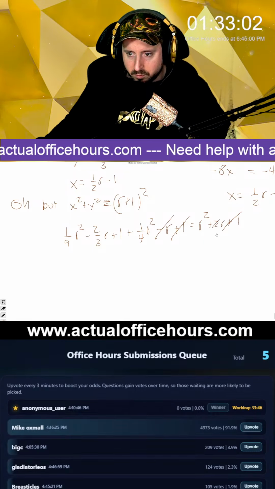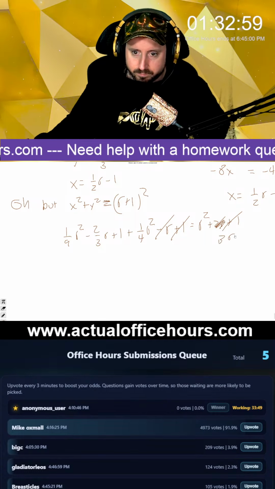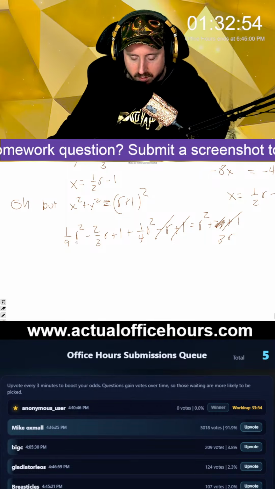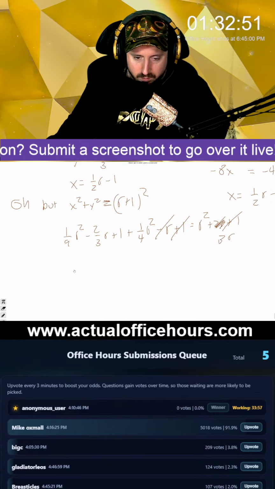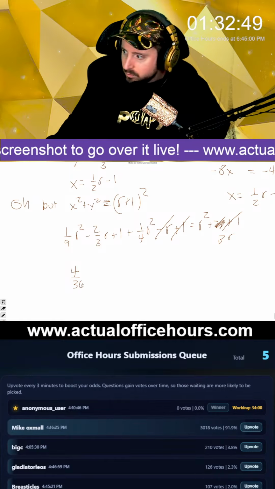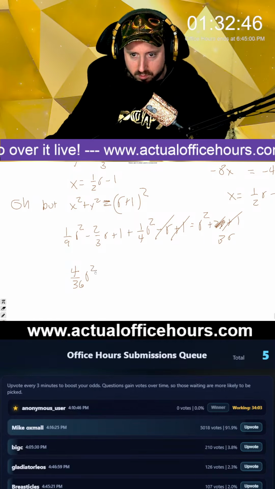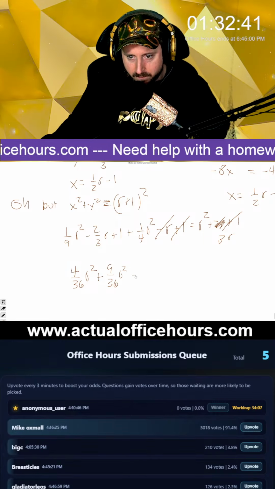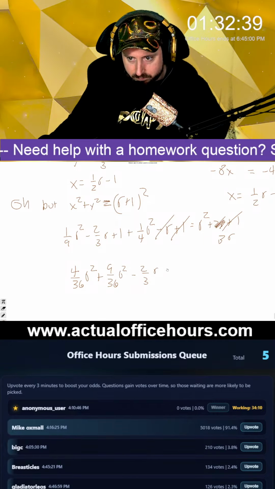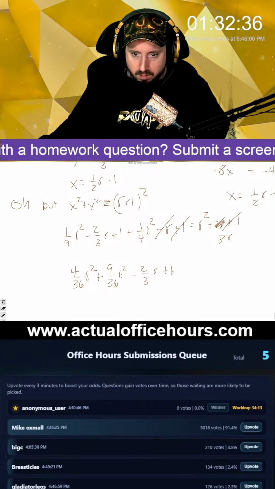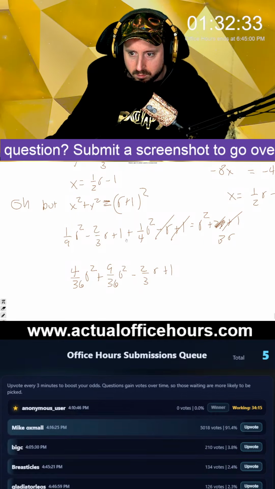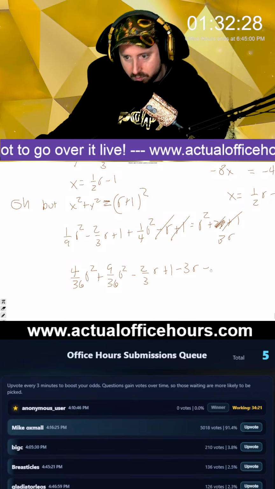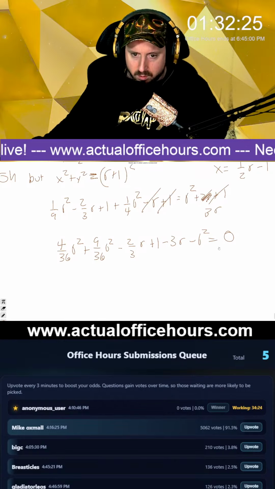Minus r. This becomes 3r. And then I just have ugly fractions here. 4/36 r squared plus 9/36 r squared minus 2/3 r. And then plus 1. Then we say minus 3r from here, and then minus 1. No more minus. And then minus r squared is equal to 0.